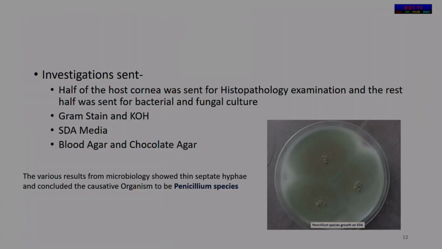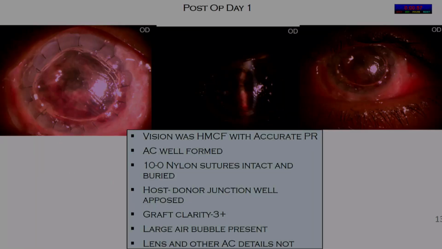The corneal sample that we received was divided into half, and half of it was sent for histopath. The rest half was sent for bacterial and fungal culture. The various tests from microbiology confirmed the organism to be Penicillium species.